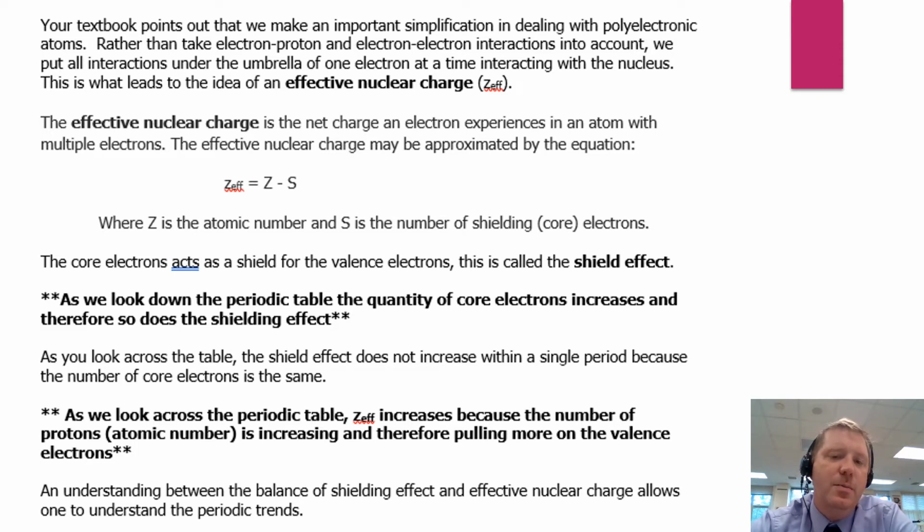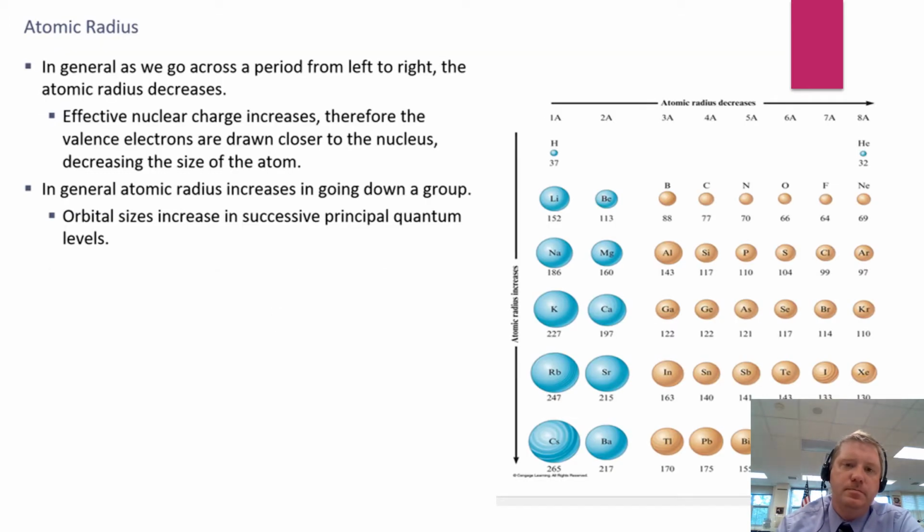So as we go down the periodic table, we keep adding energy levels, so the shielding effect is increasing. As we go from left to right, we have the same amount of shielding within a particular period, but we are adding protons, so the effective nuclear charge is increasing.